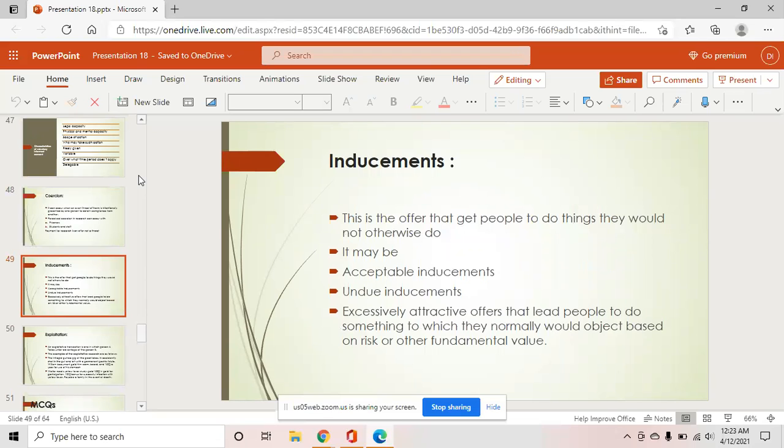Inducements. This is the offer that gets people to do things they would not otherwise do. It may be acceptable inducements or undue inducements: excessively attractive offers that lead people to do something to which they normally would object based on risk or other fundamental values.